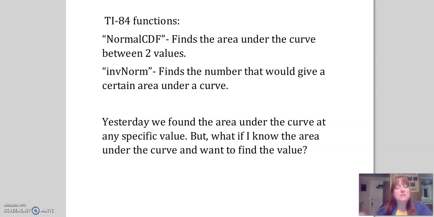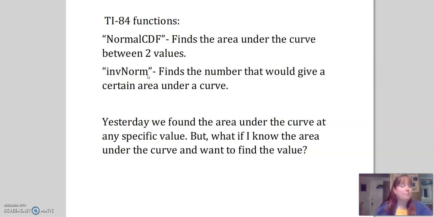I have no idea what it stands for. Probably inverse normal, I'm not sure. But basically, we're going to go the other way, right? So this one, InvNorm, is the function. So we're going to say, if I know that there's 75% of people under the curve, what are the values on either side of that?